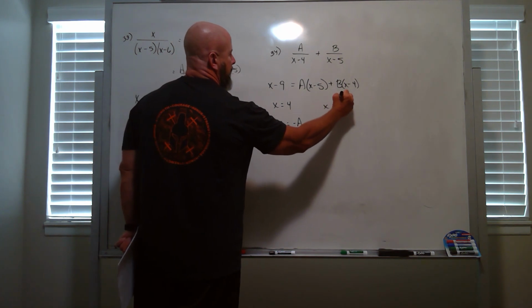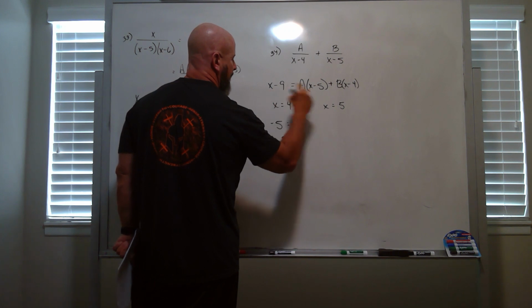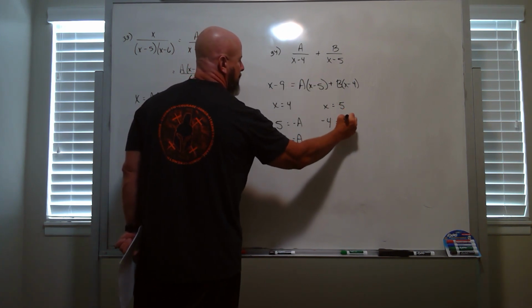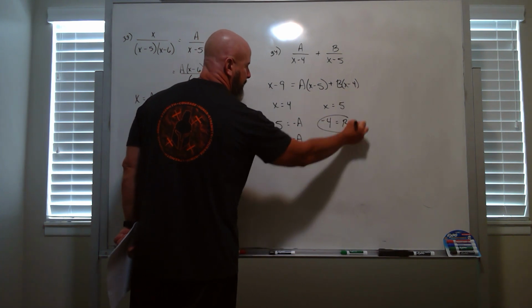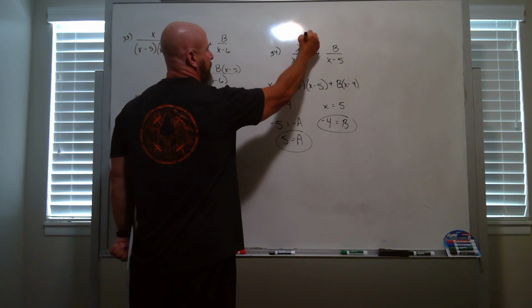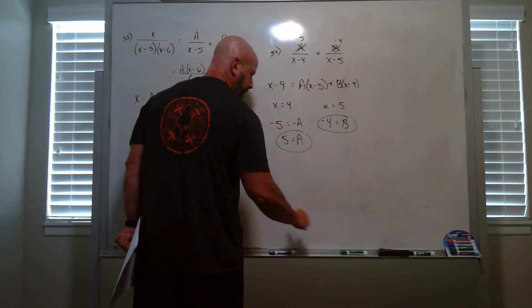And I'm going to let x be 5, again, because that's what's zeroing this out. So 5 minus 9 is negative 4. That's 0. 5 minus 4 is b, so there's my b. And then I just rewrite my fractions, so I know this guy right here is the 5. And that one's the negative 4.